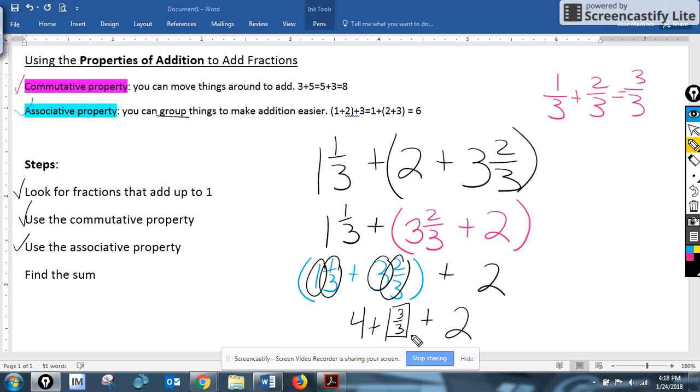Here's the awesome part. Now you could even use the associative property again if you want to. You can pick to group 4 plus 1, or you can pick to group 1 plus 2. I'm going to just do a simple 4 plus 1. That's 5. Plus 2 equals 7 wholes. So we started with mixed numbers and whole numbers, but my final answer is 7.